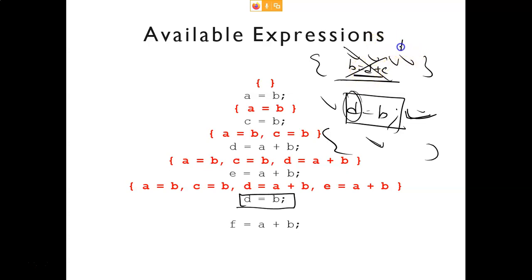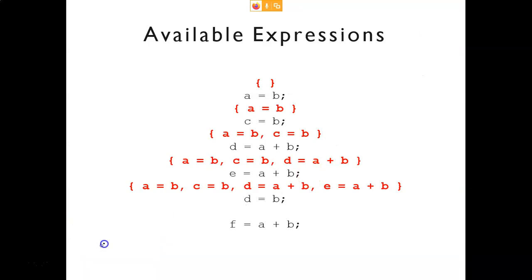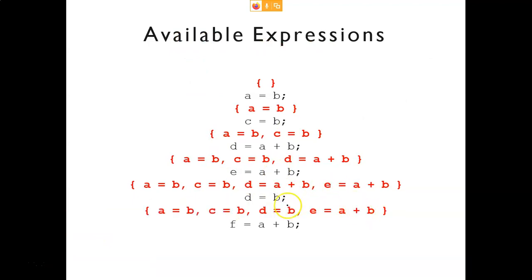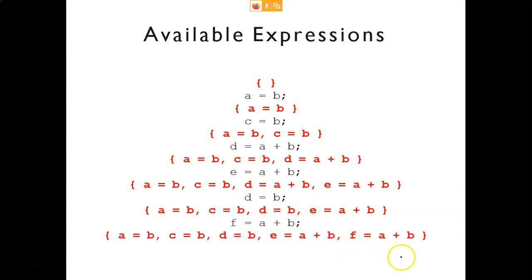Similarly, if you have this type of statement, a equal to b plus c, d equal to a plus b, then this is also not available, because now the value of d has changed. This is your available expression analysis. So after this statement, you can see that this expression is not available now, but this is available. After this statement, this is available. So this is your final answer. This is your available expression analysis.